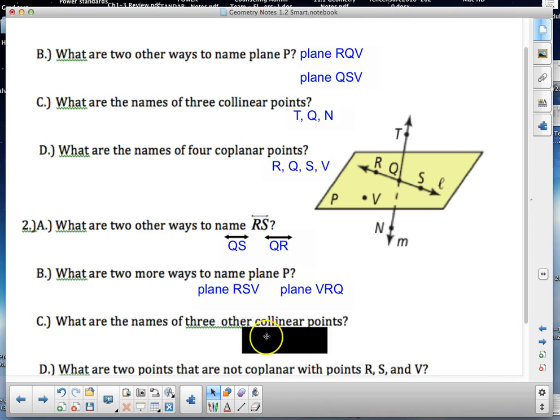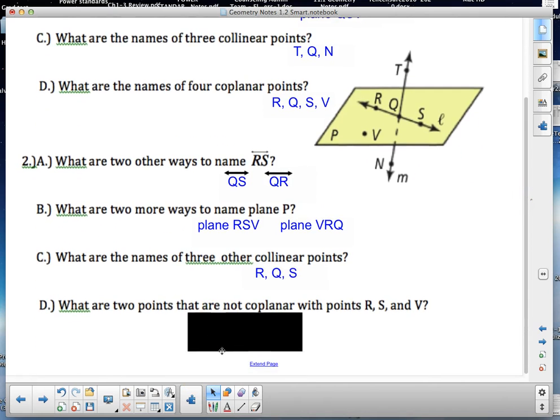Now, what are the names of 3 other collinear points? We had TQN, and 3 others are RQS or SQR. In D, what are 2 points that are not coplanar with points RSV? Now keep in mind, they cannot be in the same plane. RSV are points that helped us name plane P, and they reside in plane P. So I just want 2 other points that aren't in the plane. And in this diagram, the 2 other points that aren't in the plane are point T and point N.